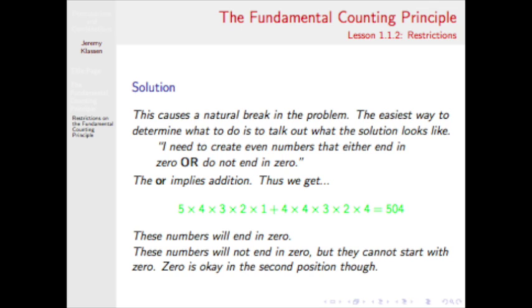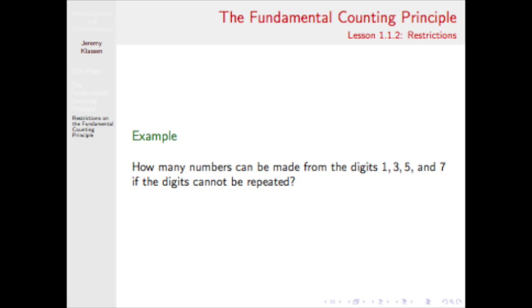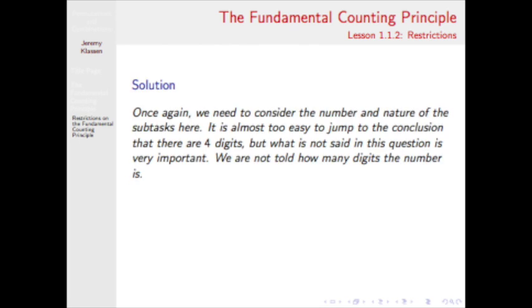For the final example that we're going to work through, we're going to look at how many numbers can be made from the digits 1, 3, 5, and 7 if the digits are not allowed to be repeated. The issue with this question is actually careful reading. It would be very easy to jump to the conclusion in this question, when you're trying to figure out the number of subtasks, that there are 4 digits that you're looking for. But that's actually something that you're assuming. The question never ever says how many digits are in the number that they're looking for.